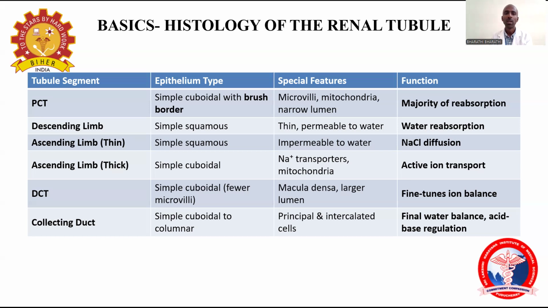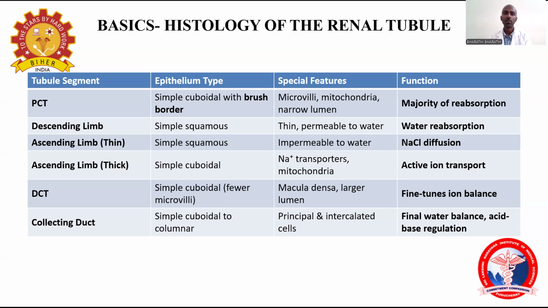And the ascending limb. The ascending limb, as I said earlier, has two parts. One is the thin ascending limb, and the next one is the thick ascending limb. The thin part, like the descending limb, is also lined by simple squamous epithelium, but here it is impermeable to water. So the only function here is sodium chloride diffusion.